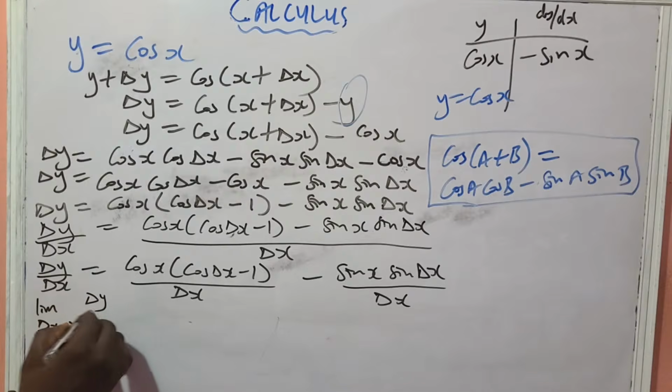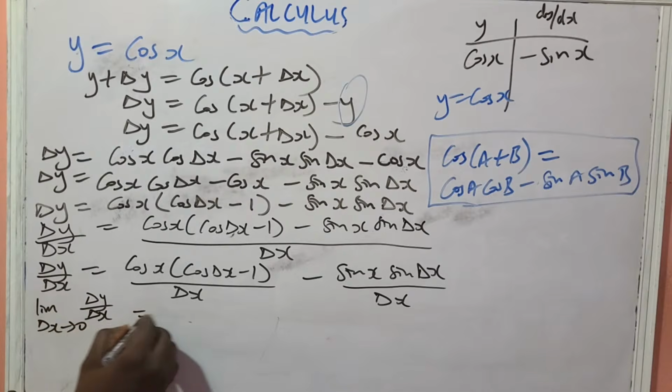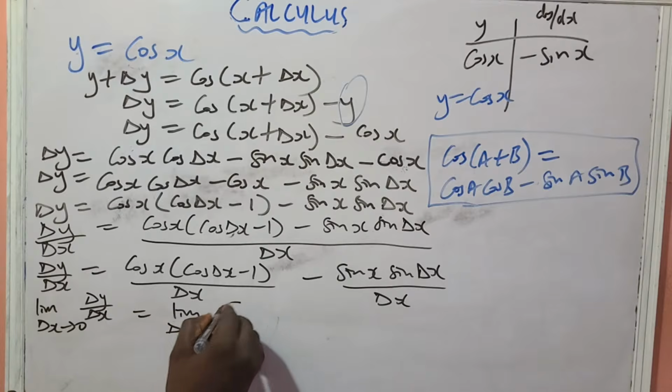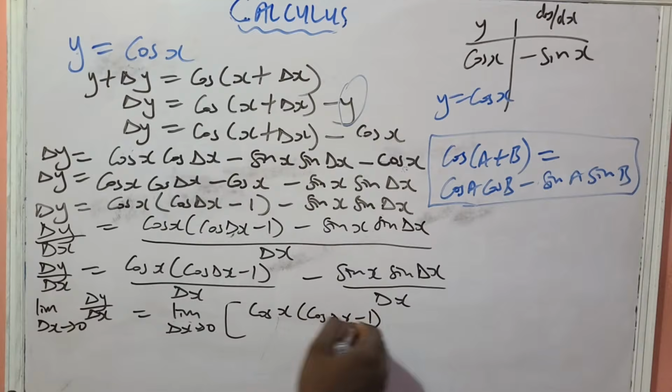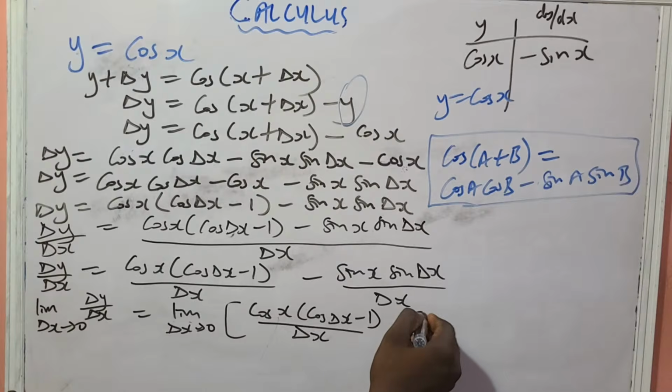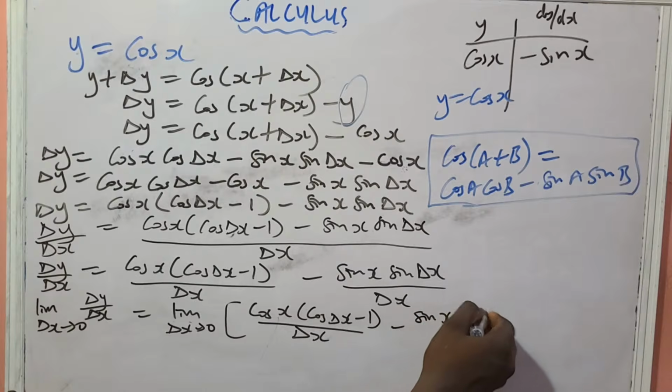So you do change in y over change in x being equal to, you take the limit of both sides. Let me put all of this in one big beautiful bracket. All right, this is step number 4. You can see exactly what I just did. So I took the limit of both sides.